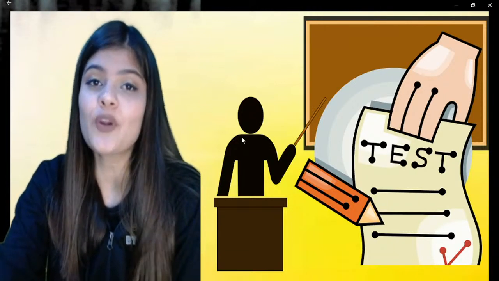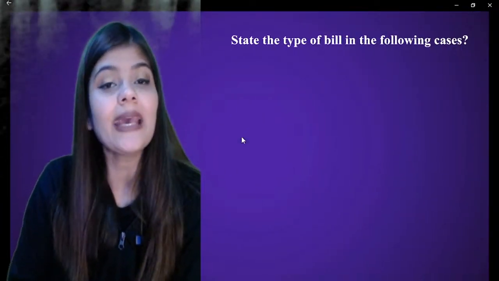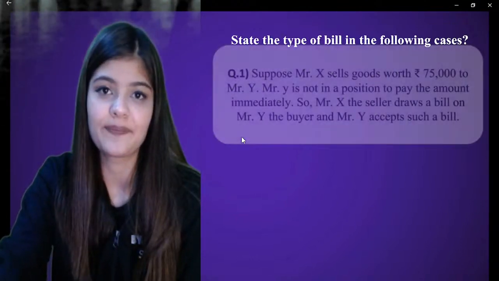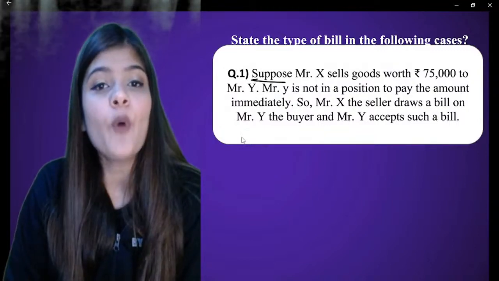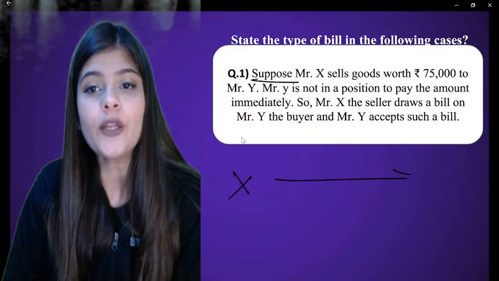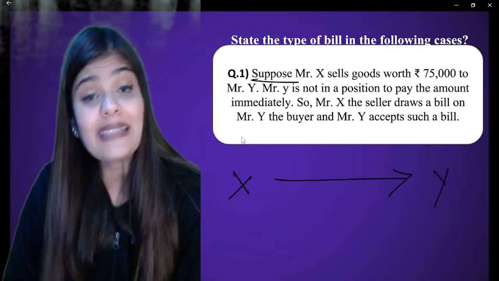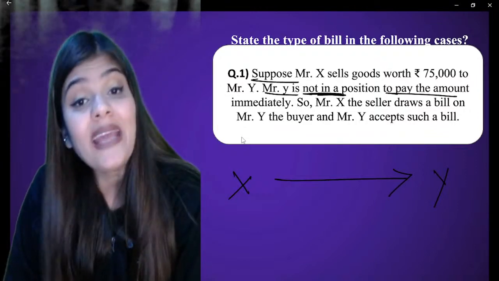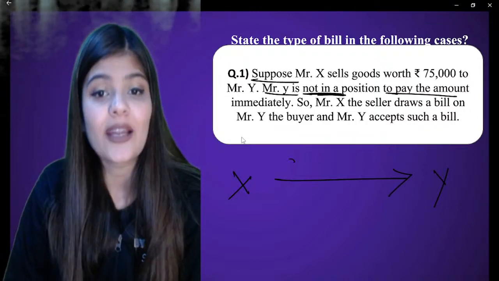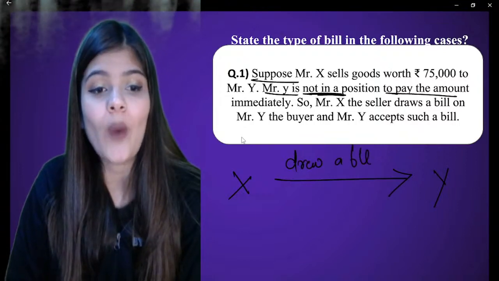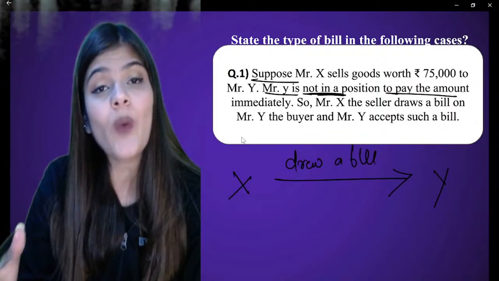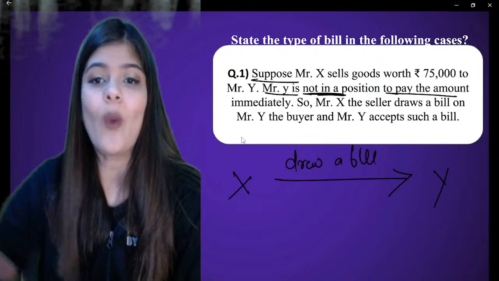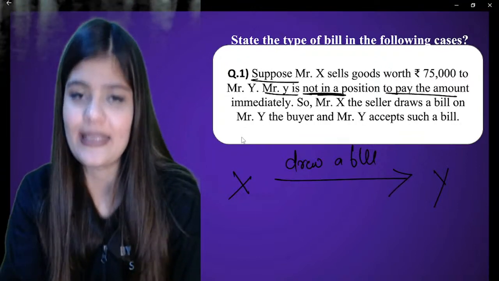So I have a question for all of you, and the first question is, state the type of bill in the following cases. So the case is, suppose X sold goods to Y. And Y is not in a position to pay the amount. So X drew a bill on Y. Which type of bill is this?